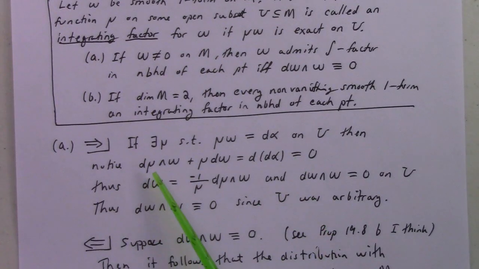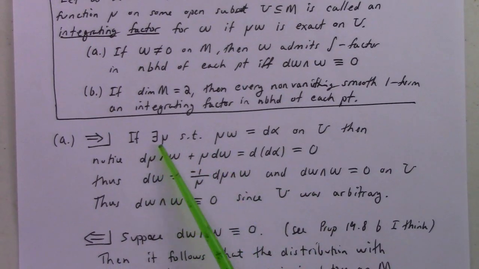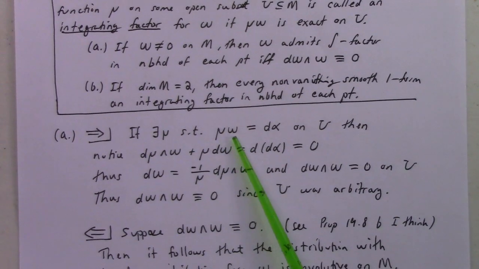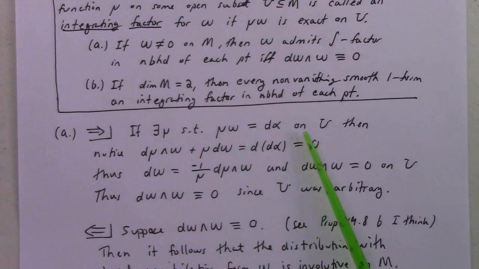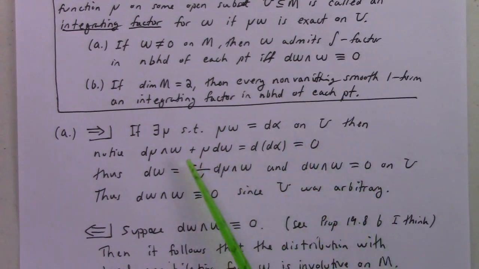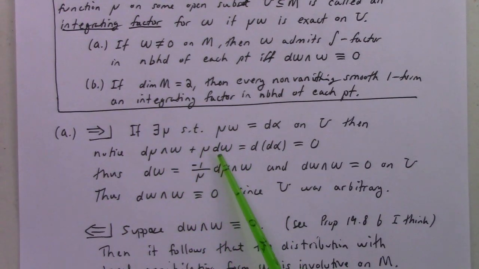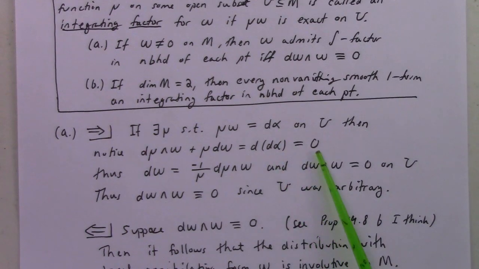The forward implication: suppose there exists an integrating factor, so a positive function mu, such that mu times omega is exact, which means it's the differential of another form alpha on U. Then if we take the differential of this, we get d mu wedge omega plus mu d omega equal to d alpha, which is also known as 0.